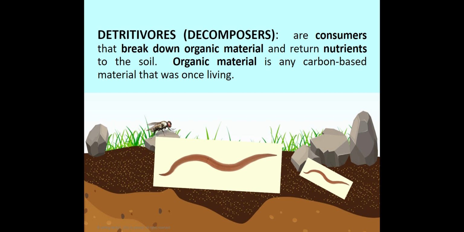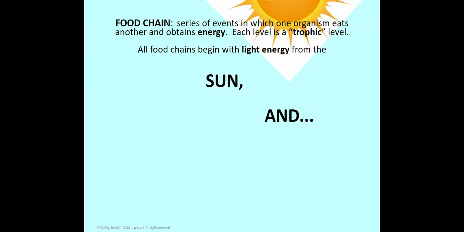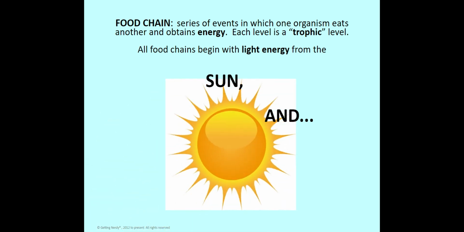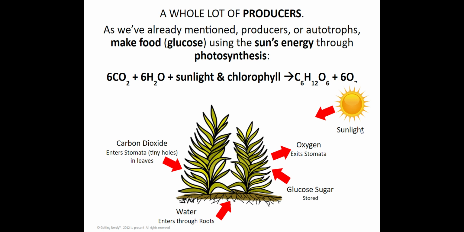All right, on to our next page of notes. We're at the very top of the page. A food chain is a series of events in which one organism eats another and obtains energy. Each level in a food chain is a trophic level. All food chains begin with light energy from the sun and a whole lot of producers. Producers, or autotrophs, make food, which is glucose, using the sun's energy through photosynthesis.